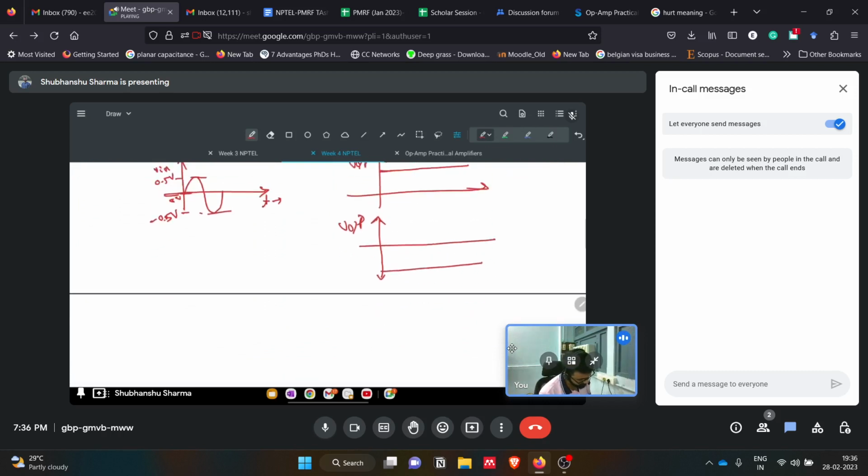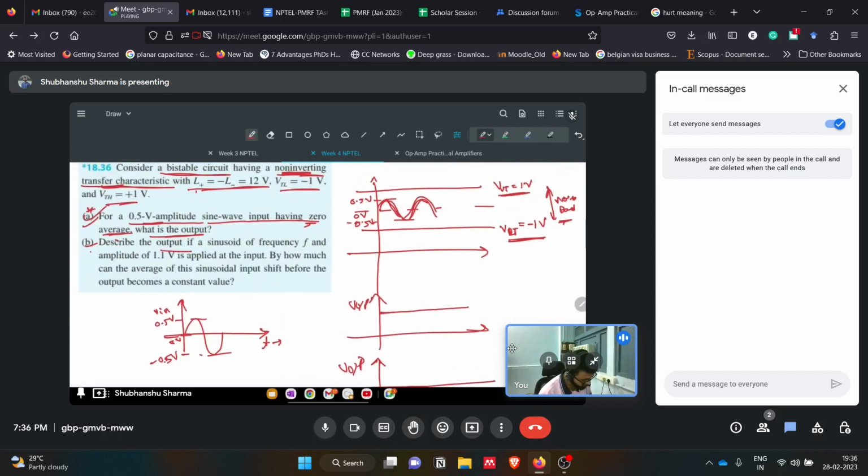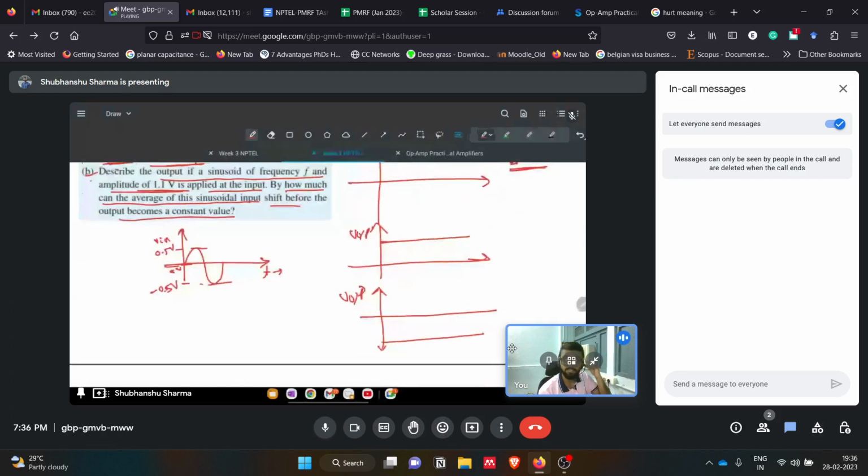It is saying describe the output if a sinusoid of frequency f and amplitude 1.1 volt is applied at the input. Now instead of 0.45 volt amplitude, a signal with amplitude above 1 volt is being given to the input side. They are also asking by how much the average of the sinusoidal input can shift so that the output becomes a constant value.